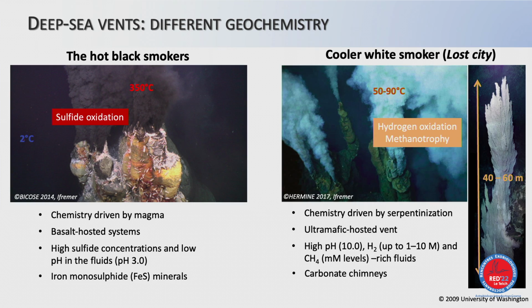Compared to that, the white smoker, which is very famous in the Lost City site, has quite different chemistry because you have the serpentinization process at a much lower temperature. The fluid here is only between 50 and 90 degrees C. So it's an ultramafic hosted vent with a high pH, up to 10, and high hydrogen and methane concentration. The chimneys are formed of carbonates, and they can reach really tall chimneys, up to 60 meters tall.